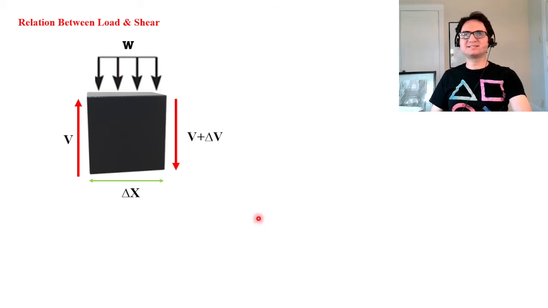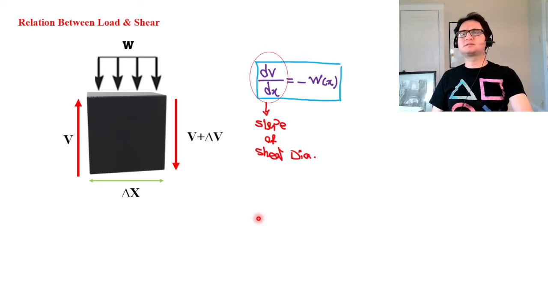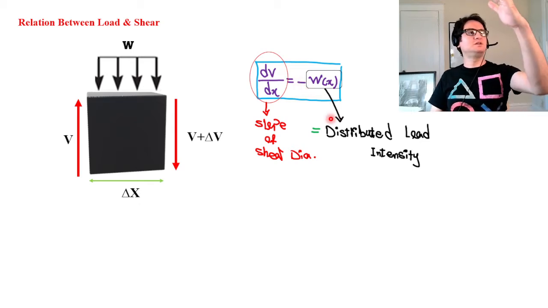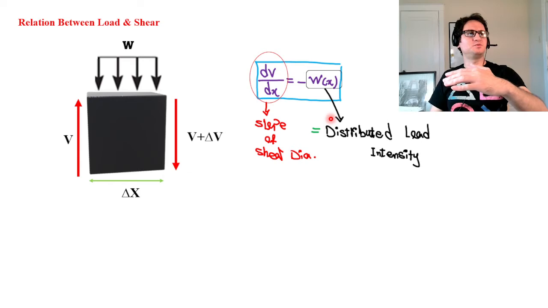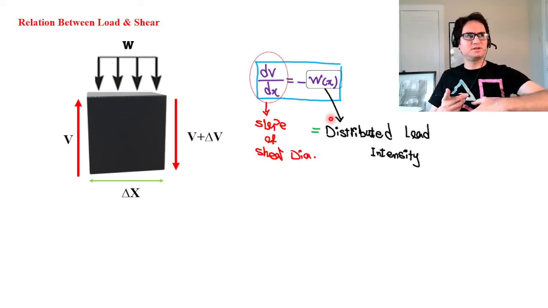And what that says, dV over dx is equal to negative w(x), is that the slope of the shear diagram is the intensity of the distributed load at the top, and this negative sign is just the direction of the distributed load. If the distributed load is downward, that's negative. If it's upward, that's positive.